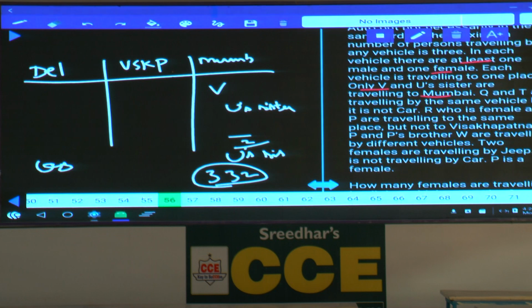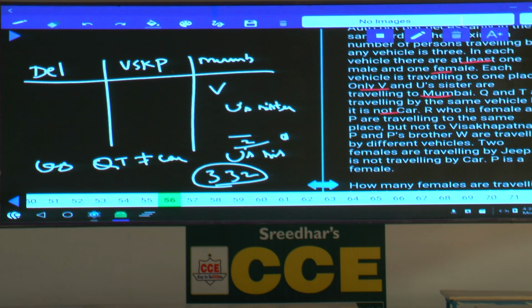Q and T are travelling by the same vehicle but not by car. As Q and T are in the same vehicle but not by car, Q and T cannot travel to Mumbai. Q and T can be either to Delhi or to Visakhapatnam only. Why? Because if Q or T is at this place, there will be 3 persons travelling to Mumbai, which is invalid, because we should have only 2 people.